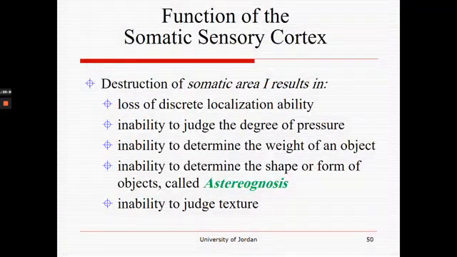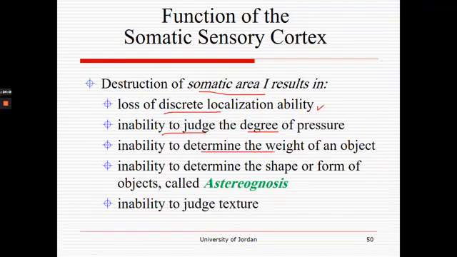Now, destruction function of the somatosensory. Destruction of somatic area 1 results in loss of discrete localization ability, inability to judge the degree of pressure, how much the pressure is. But still, if this is lost, you might feel that there is sensation, but you lose its localization, you lose its judging of the degree.